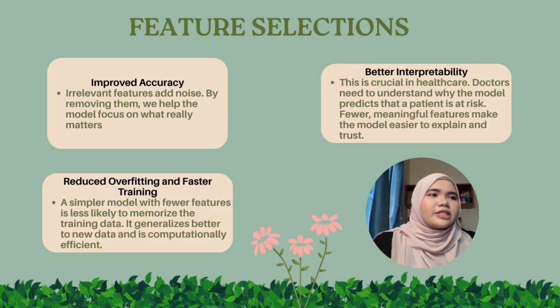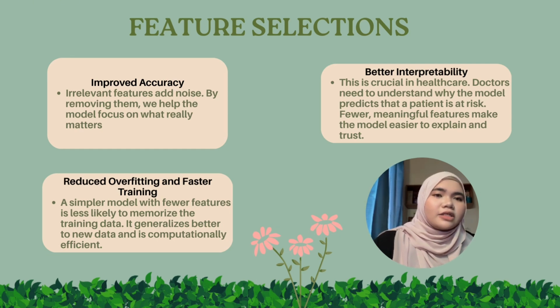Now, let's talk about feature selection. Feature selection is the process of identifying which variables actually help in predicting type 2 diabetes. Not all features are useful. For example, in the PIMA Indians diabetes dataset, features like glucose, BMI, insulin, and age are highly relevant.